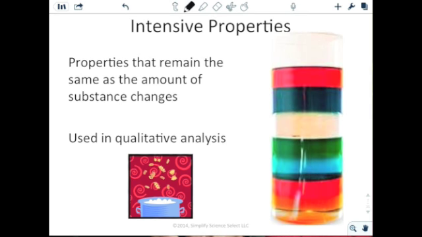The other property that we have is intensive properties, and these are properties that remain the same as the amount of substance changes. So when we were talking about this, yes, if we added more modeling clay, then we would have more volume and more mass. But it didn't matter how much modeling clay we had, we would still have the same density for that modeling clay. You can see a really good example here. They call this a density column, where you have different substances at different densities, and they all layer out into the densities that they have. It doesn't matter how much of each of those substances we have, it would still be at the same level in the little tube that they have here.